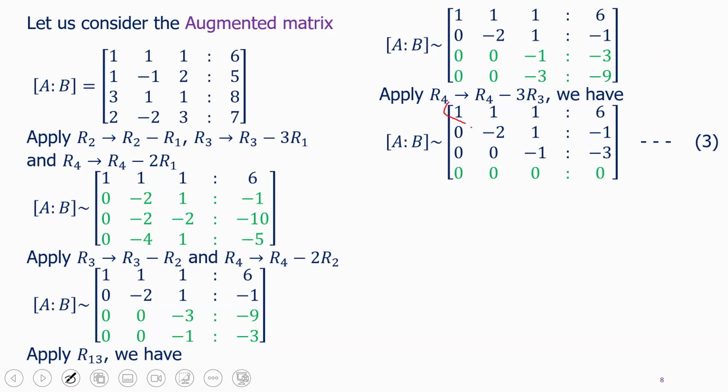So what is the echelon form of the given matrix? If we have a matrix in which all the elements below the main diagonal are 0, then this form is called the echelon form of the given matrix. So now what was our first aim? Our first aim is to reduce the given matrix to its echelon form.